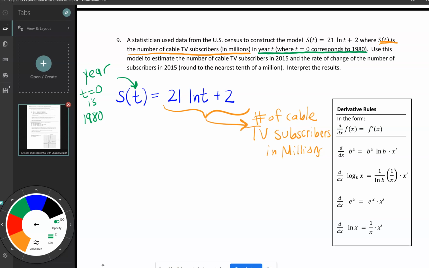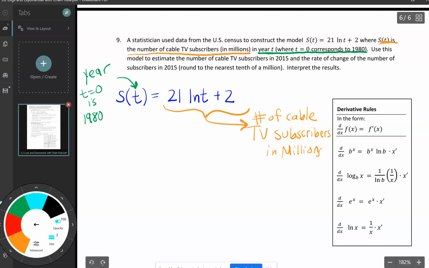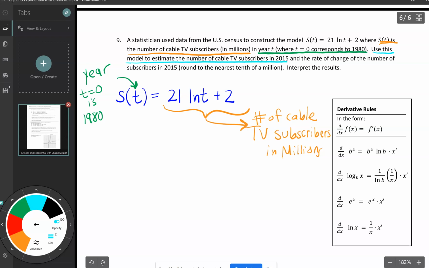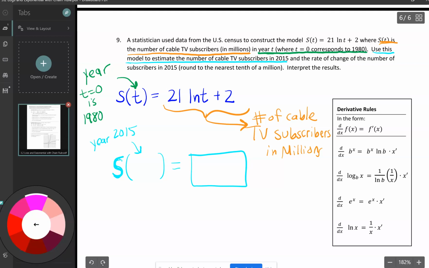So it says two things. It asks us to use this model to estimate the number of TV subscribers in 2015. So there, we're just going to straight up plug in year 2015 into the regular S function and get an output. But then it asks us to find the rate of change of the number of subscribers. The rate of change of the number of subscribers. So then we need to find S prime and plug in the year 2015 and figure that out.